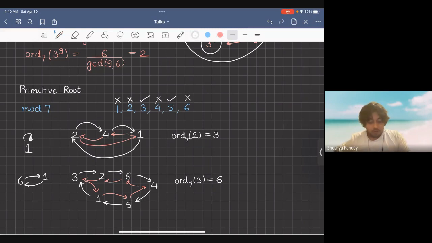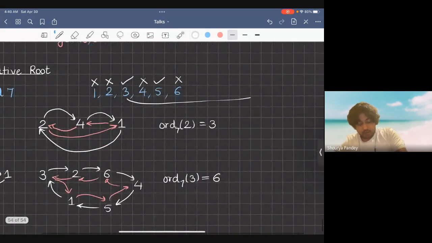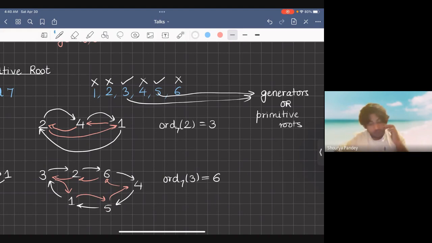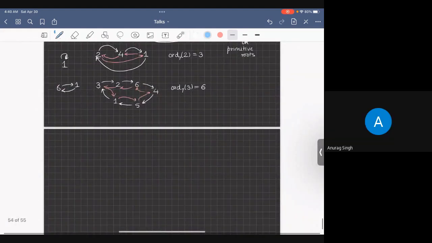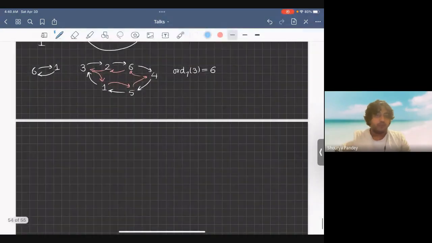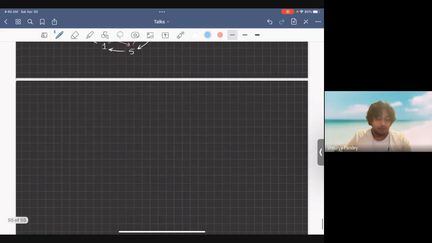Okay, so these numbers that hit everything are called generators or primitive roots. Let me just take one more example. How do we define it rigorously? I'll define it. For now, primitive roots basically visit everything other than 0 mod 7, everything co-prime to the mod.